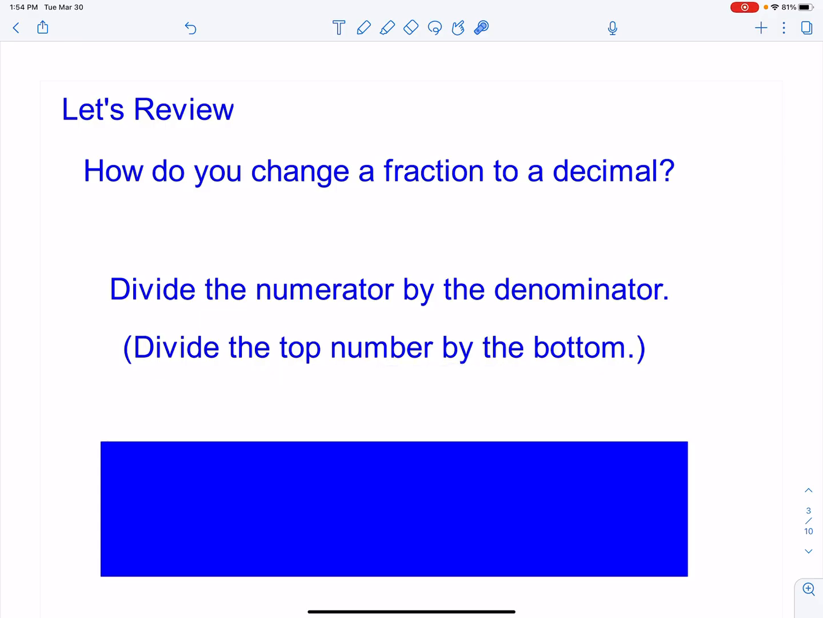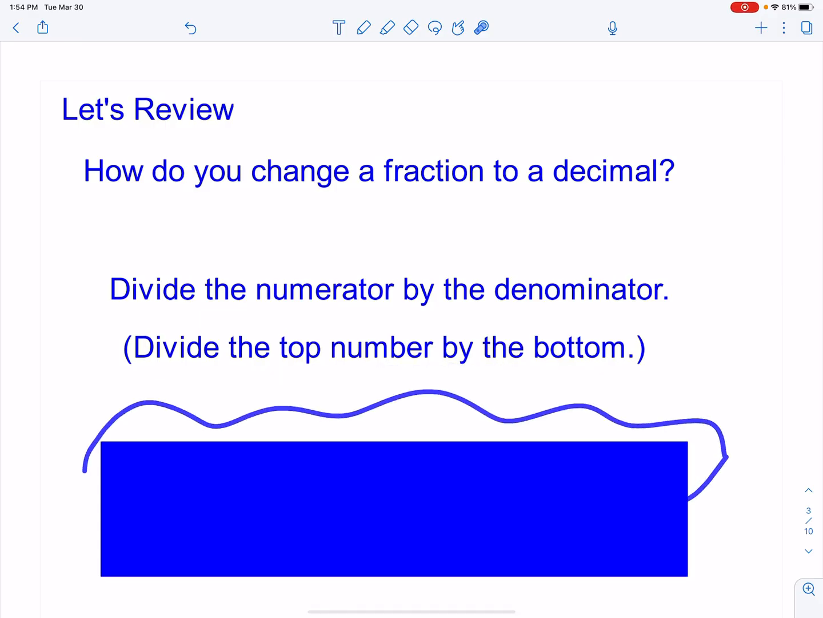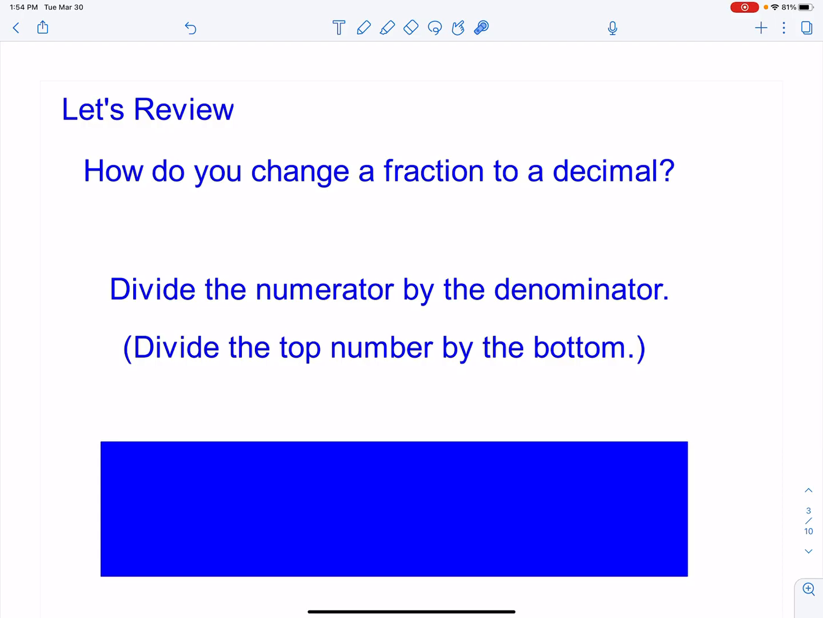Now, when you look at this box down here, there's really nothing underneath it. In the lesson that we're doing in class today, this box actually covers up that information right there. So when you see the boxes today, just disregard them. There is nothing underneath them. So how do we change a fraction to a decimal? You just divide the numerator by the denominator.